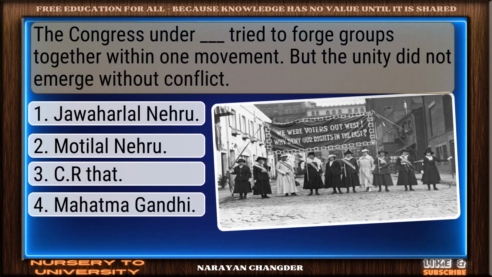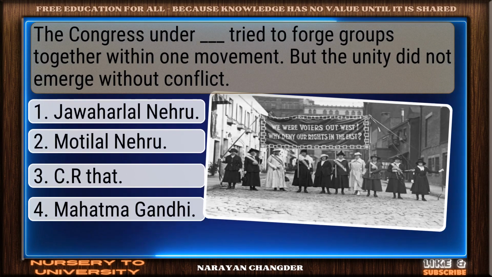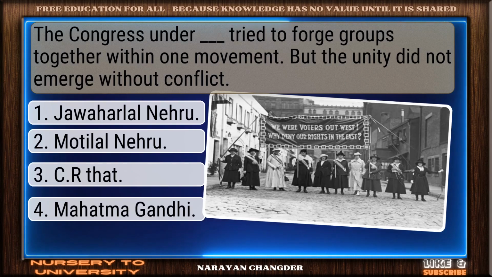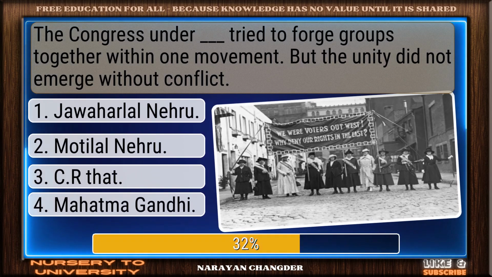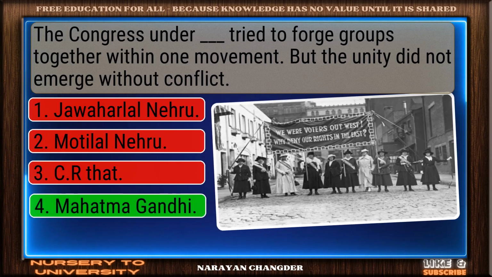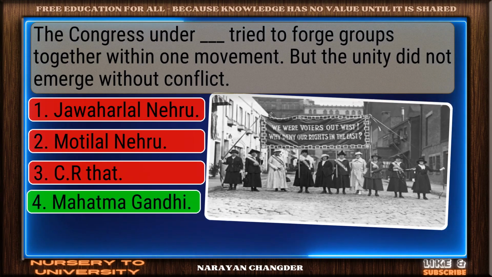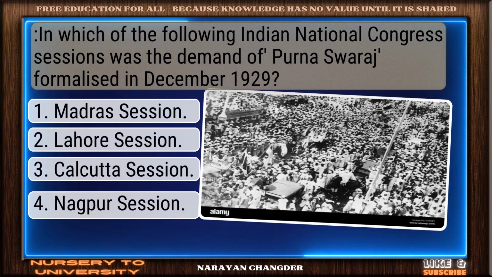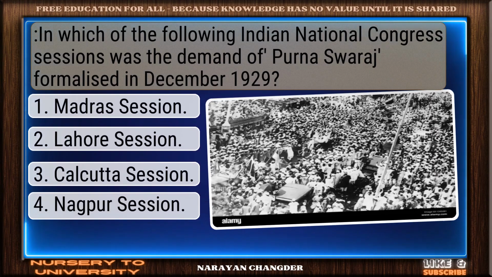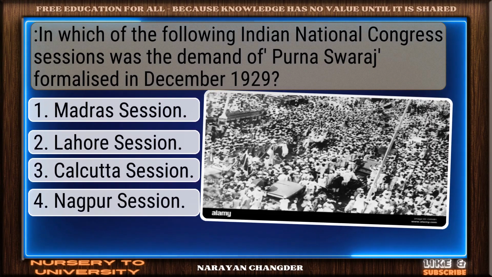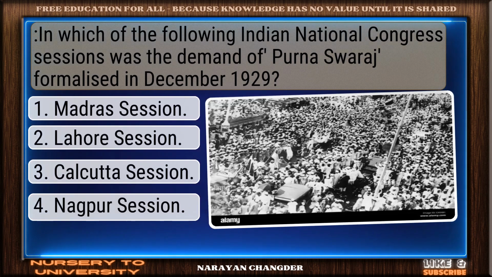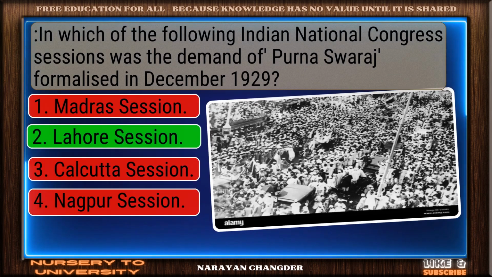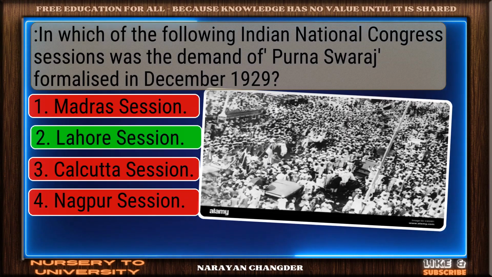The Congress under Nagpur tried to forge groups together within one movement, but the unity did not emerge without conflict. Solid response. Mahatma Gandhi is valid. In which of the following Indian National Congress sessions was the demand of Purna Swaraj formalized in December 1929? Right again. Lahore session is valid.